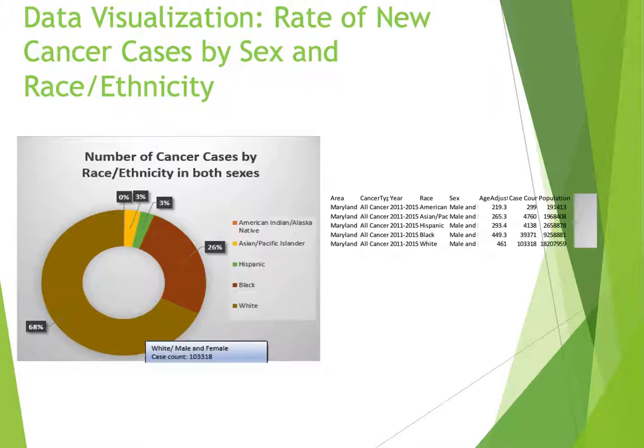The next data visualization tool here is the use of a donut chart. And I use the donut chart to look at the rate of new cancer cases by sex and race and ethnicity. The donut chart is easy to make and also easily interpreted. By looking at this chart, we can tell right away that whites have higher rates of cancer. We can also tell that blacks come in a close second, and that Hispanic and Asian Pacific, which are in green and yellow, have similar rates. So once again, donut charts are easy to make and are also easily interpreted.